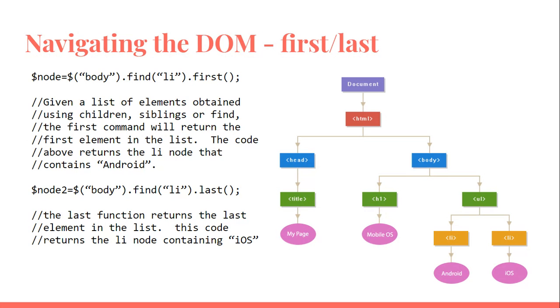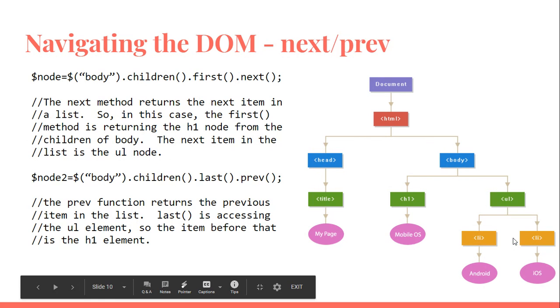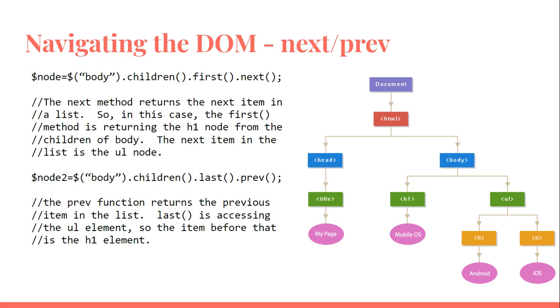First and last help us navigate the lists. So if I do that body find LI, I'm going to get the list of these LIs. If I say find LI dot first, I'm going to get the first one in that list. If I say find LI dot last, I'm going to get the last LI in that list. Next and prev do the same thing. They help us navigate through lists.